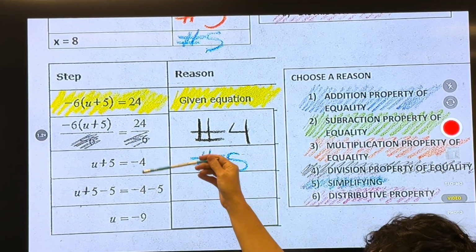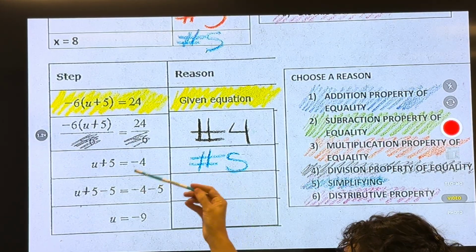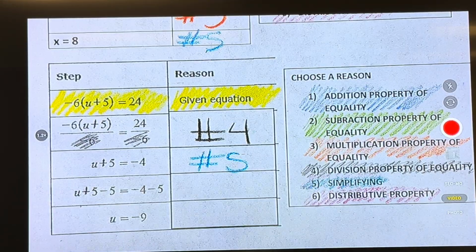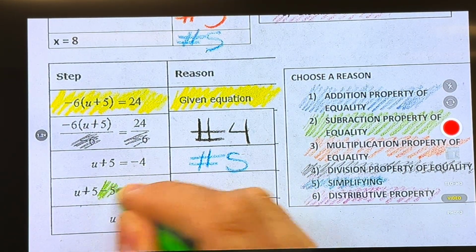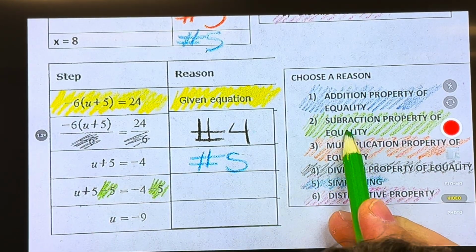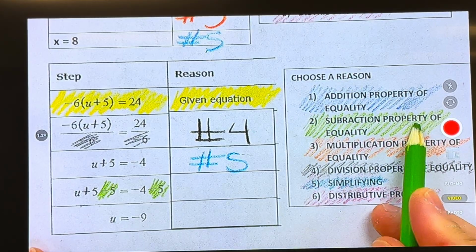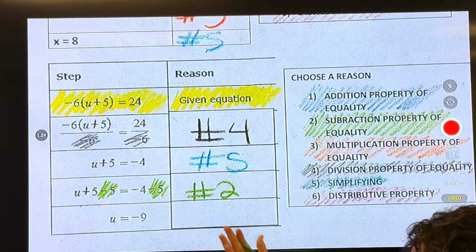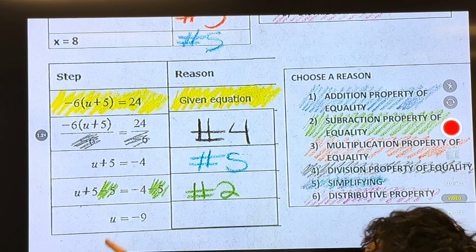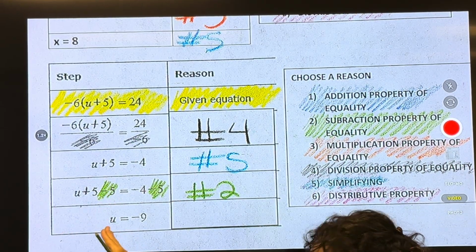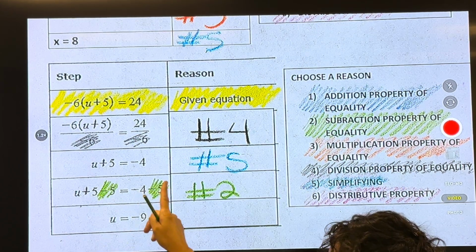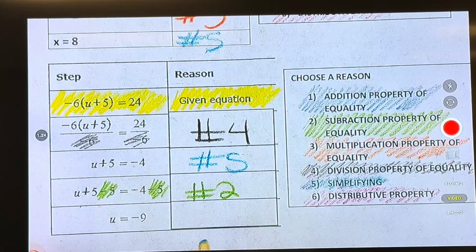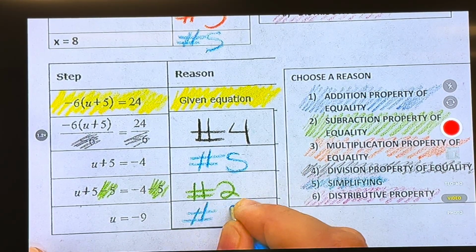Looking to see how this line and this line are different, we see a minus 5 and a minus 5. So seeing the minus 5 on both sides, that is the subtraction property of equality. So that is number 2. And then after that, they've simplified. 5 minus 5 is nothing, so we're left with u. And then negative 4 minus 5 is negative 9. So that step is back to simplifying.